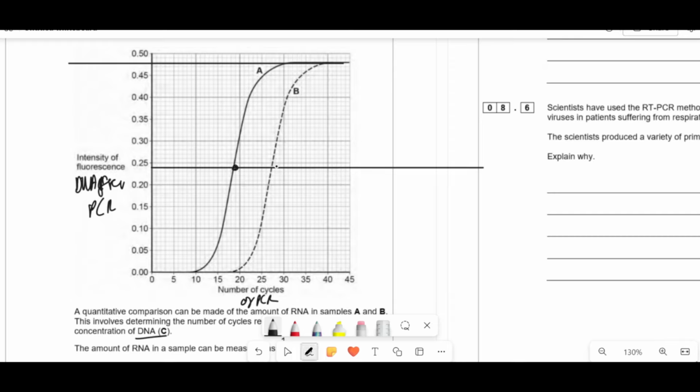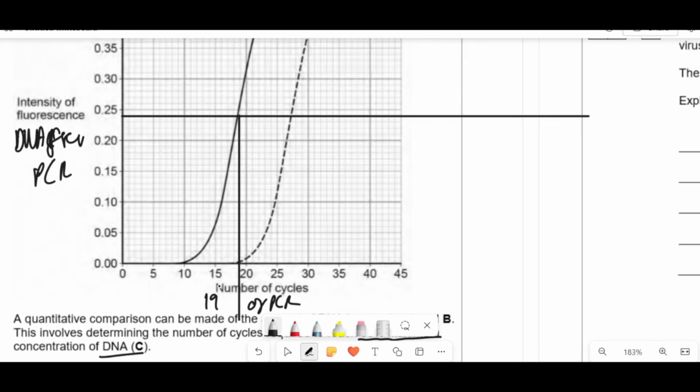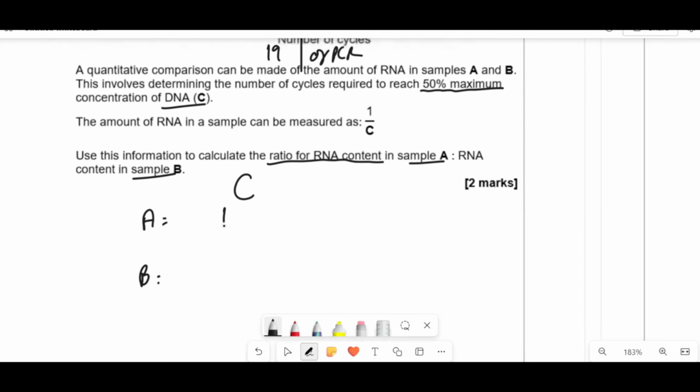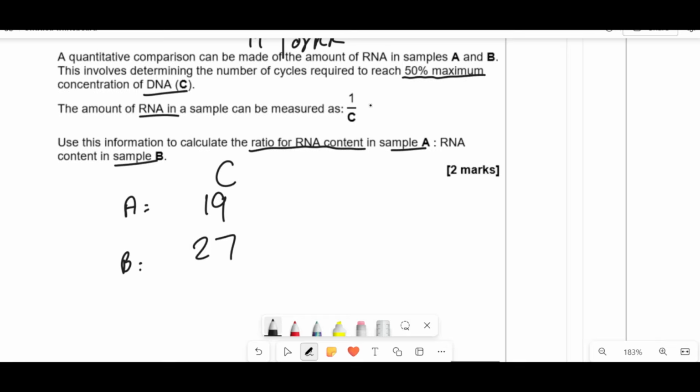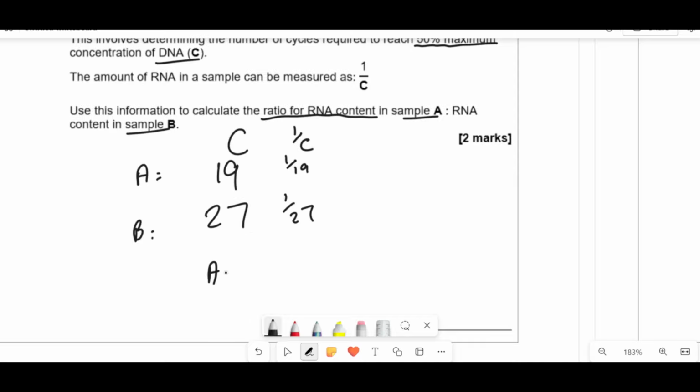So we're looking for that. If we do that, we end up getting, if the line will draw nicely, 19 for A. So C is 19 to get 50%. And then for B, it was 27 cycles. The question's then showing that the RNA can be written as 1 over C. So 1 over C is going to be 1 over 19, and for B, it's going to be 1 over 27. And it says the ratio of A to B of RNA. So A to B can be the same as 1 over 19 to 1 over 27.